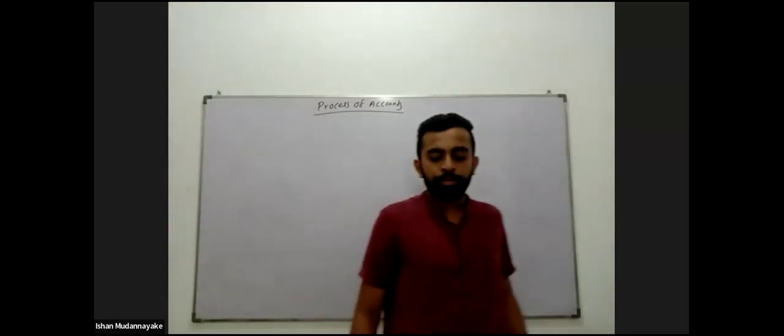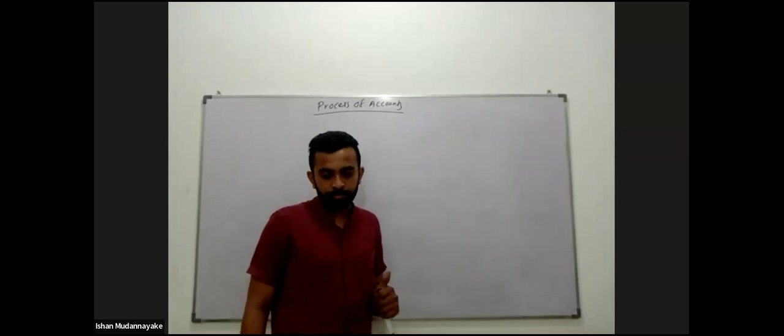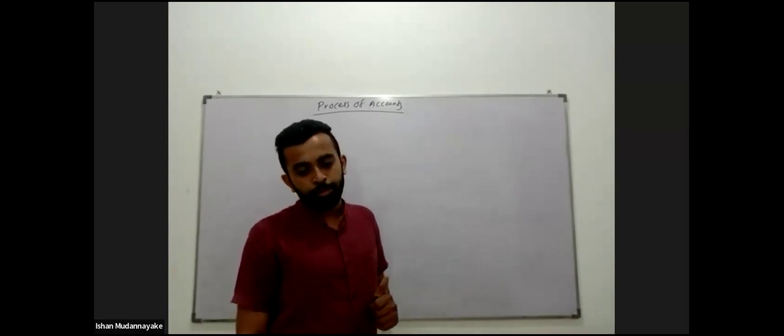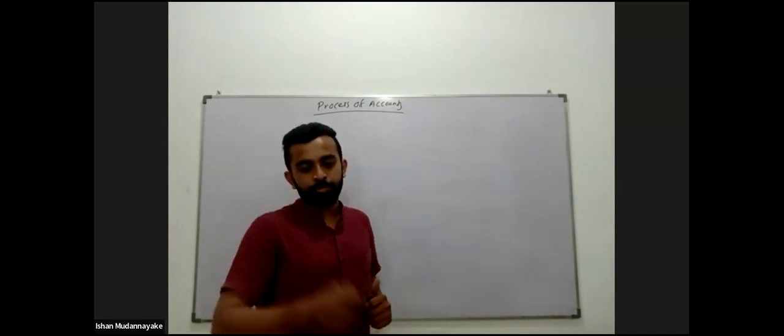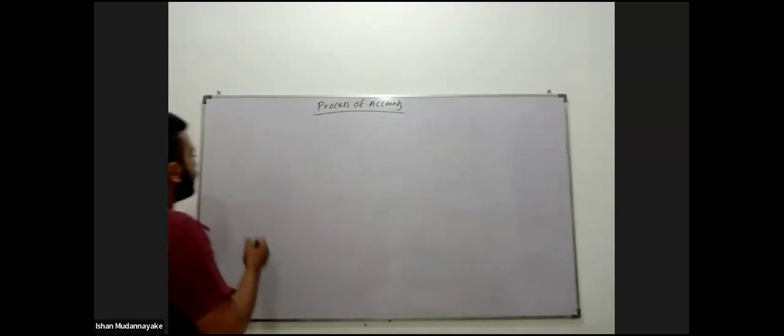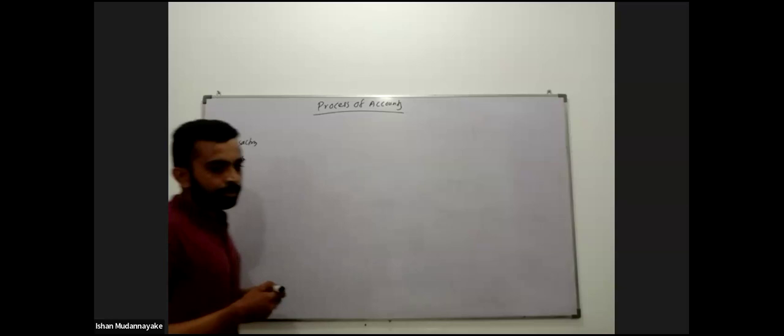Right. Can you see the board? Yes, sir. Process of accounting. What's the first step of the process of accounting? Double entries? No. Before double entries. Transactions. Yes. Transactions and events. Now I write down transactions and events.